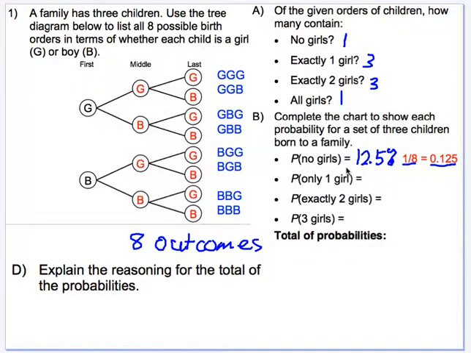Okay? And then what's the probability of having 1 girl? Well, up here we said there were 3 different options that contained 1 girl, out of 8 outcomes. So it would be 3 out of 8.